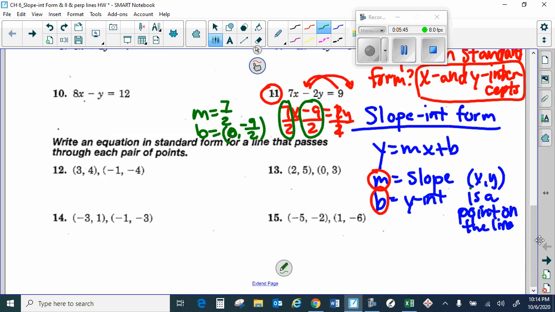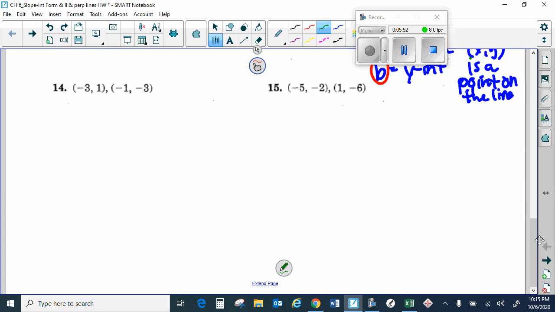Okay, so I need a standard form. What I'm going to start with is point slope form. So let's go ahead and write down point slope form. These are your 3 forms of lines now. You'll have seen all of them now in this worksheet.